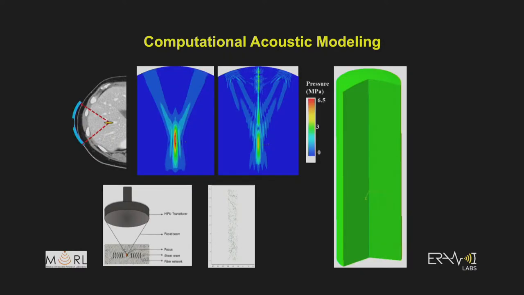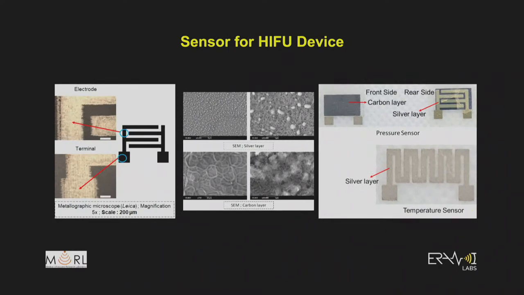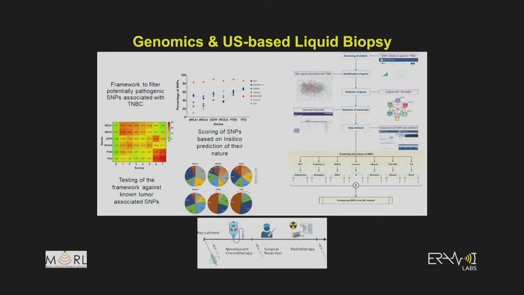Again, you know, there's the computational modeling that we do. I'm just not going to go into that. These are sensors that we built. The middle figure is showing you some scanning electron microscopy that we've done just a few weeks ago. My student is writing up. Hopefully he'll submit soon. Sometimes we're at the mercy of my student. And then this is the genomics work that we did.